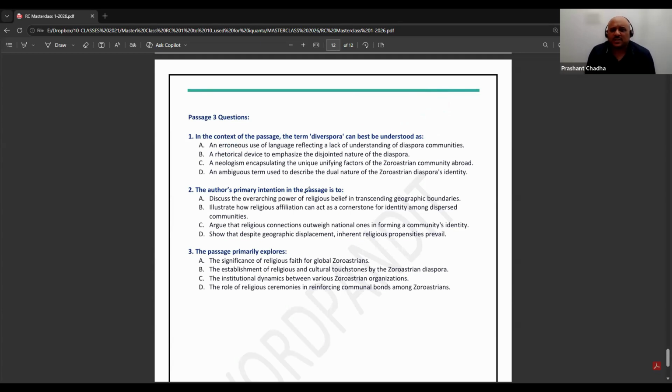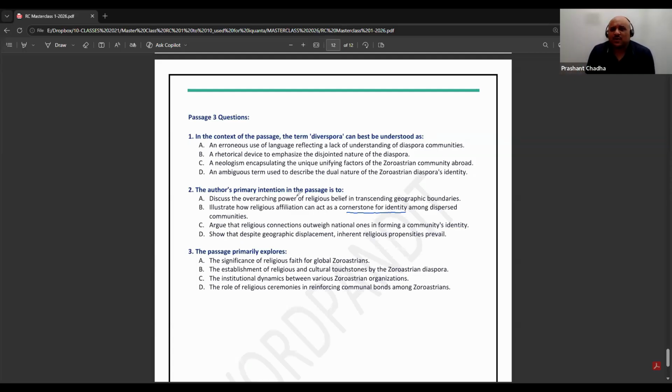Question number two, the author's primary intention in the passage is B. Illustrate how religious affiliation can act as a cornerstone for identity among dispersed communities. So religious affiliation is basically your cornerstone for identity. It becomes a place, a melting point, where you connect with people, and that is something that happens.